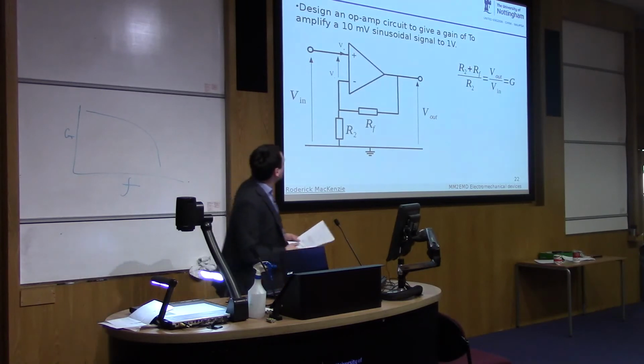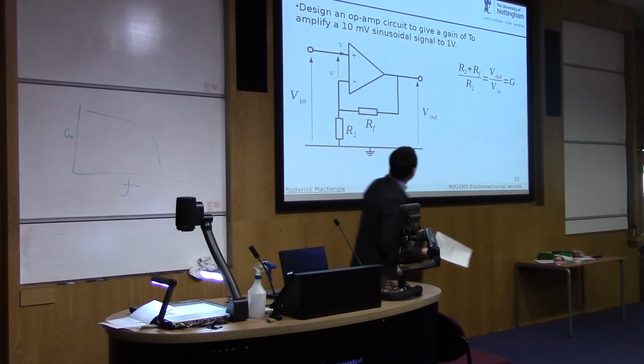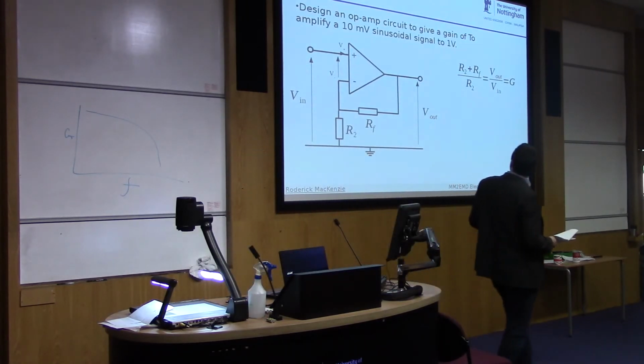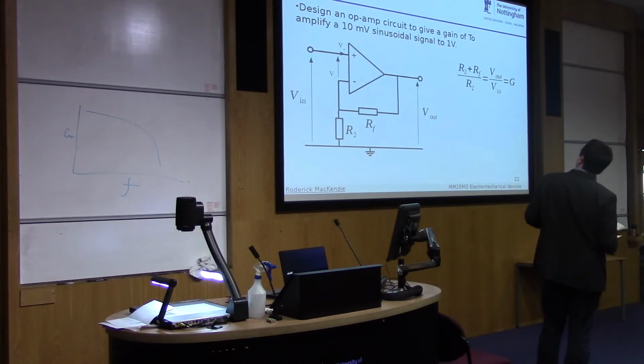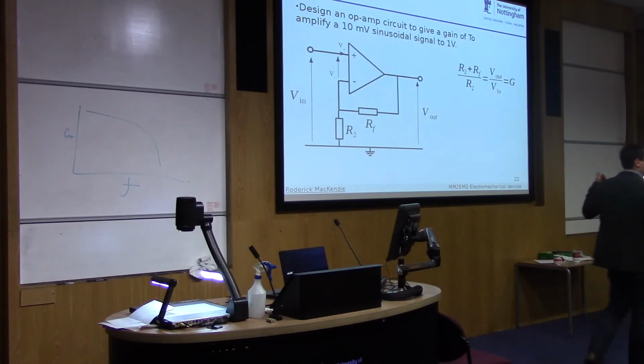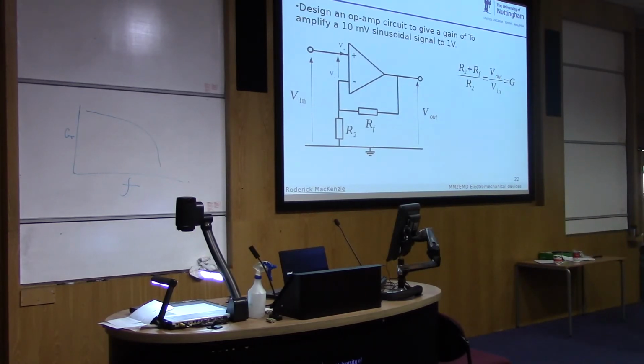So, I'd like you to design an operational amplifier circuit to amplify a 10 millivolt sinusoidal signal to 1 volt. So I'd like you to design the circuit to do that. So you just need to solve that equation. And I'll give you a clue.